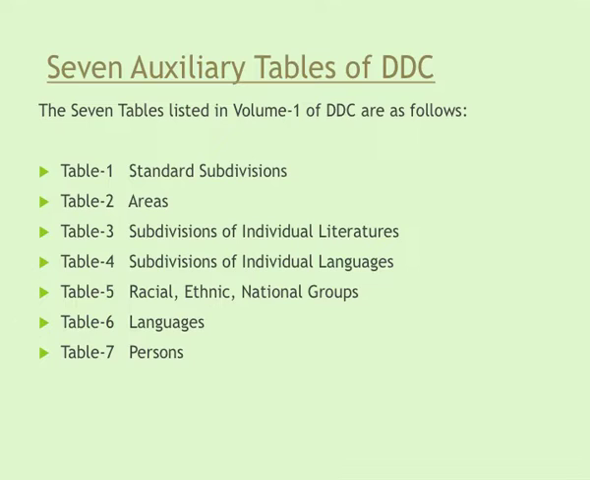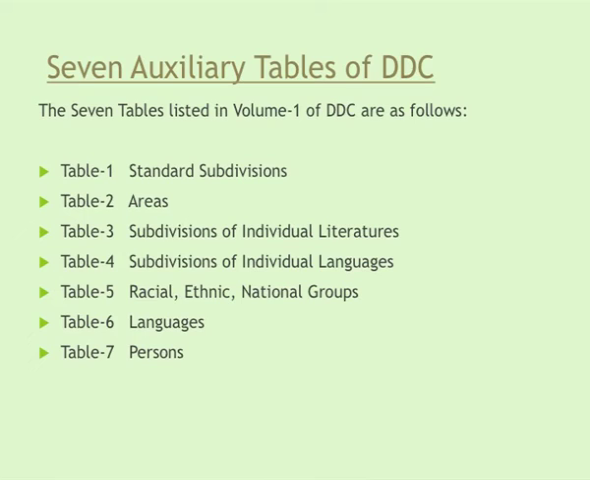Table 5 is racial, ethnic, and national groups. Whenever we have a concept of a race or ethnic group or a national group in our subject, we are instructed to use the number of that race, ethnic group or national group from table 5. These numbers can be attached to the main subject number.